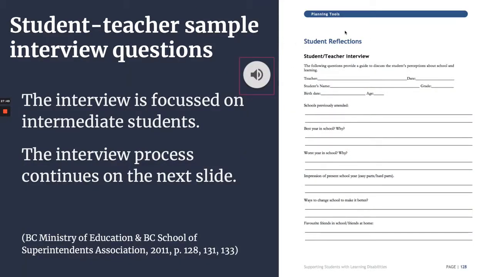Student-teacher sample interview questions. This interview is set up to further help you as a teacher develop the interventions and support needed in your classroom to help your student. The interview is focused on intermediate students, or students who are in middle school and high school. The purpose of the interview is to better support the student through the learning process. The interview continues on the next slide.